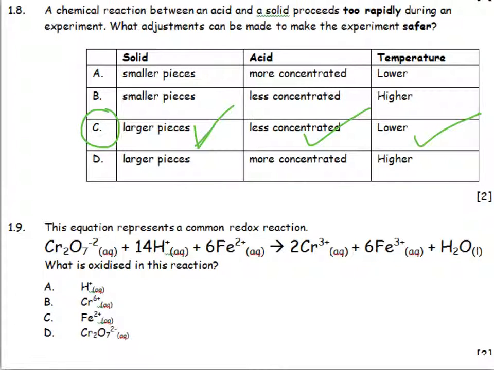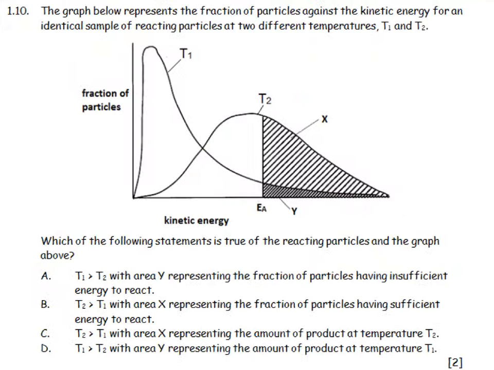And this equation is a common redox reaction. What is oxidized? I'm going to start with the really simple, and I'm going to say plus 2, plus 3. The oxidation number goes up. That is oxidation. What is oxidized? Fe2+. As easy as that. You could have done the whole equation if you wanted to.